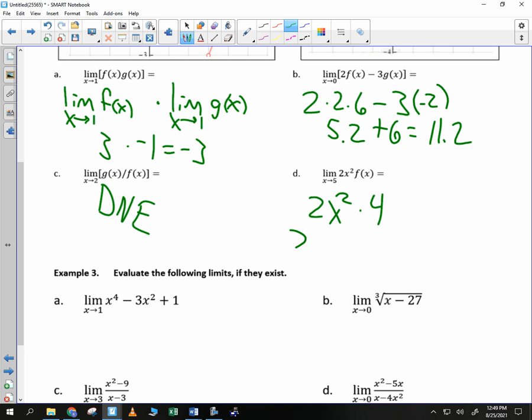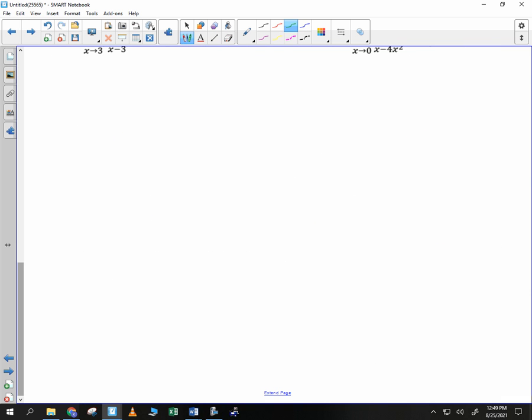So we have 2 times 5 squared times 4. 5 squared is 25. 25 times 2 is 50. Times 4 is 200. Still good? Awesome. Let's get to the algebraic piece.